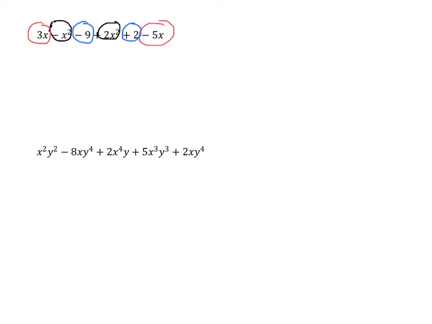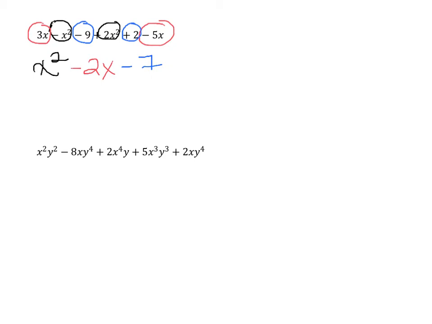So we've got negative x squared plus 2x squared, and that gives us positive x squared. Then we've got 3x minus 5x, so that becomes minus 2x. And then finally, we have minus 9 plus 2, that becomes minus 7.